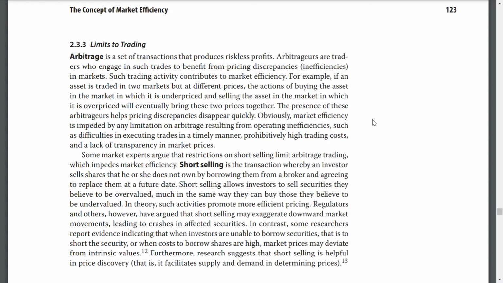The presence of these arbitrageurs helps price discrepancies disappear quickly. Obviously, market efficiency is impeded by any limitations on arbitrage resulting from operating inefficiencies, such as difficulties in executing trades in a timely manner, prohibitively high trading costs, and a lack of transparency in market prices. Some market experts argue that restrictions on short selling limit arbitrage trading, which impedes market efficiency.